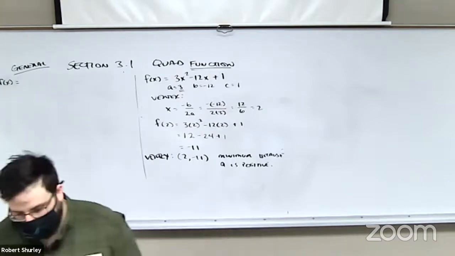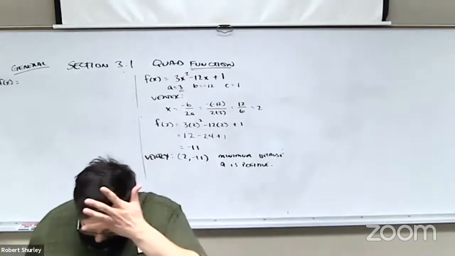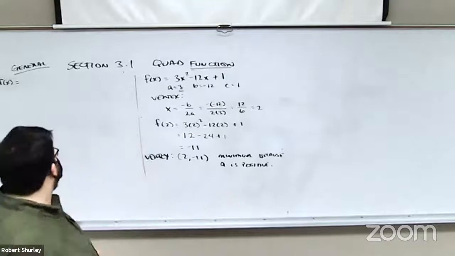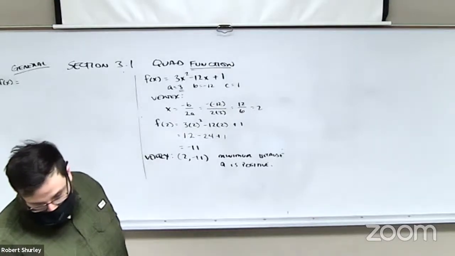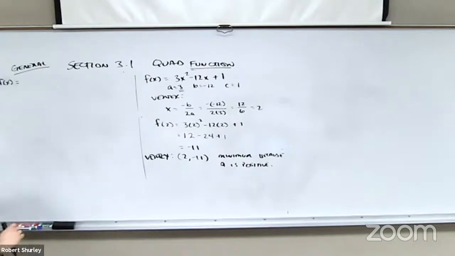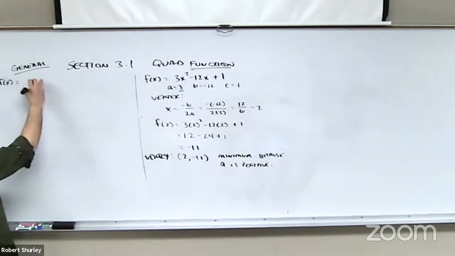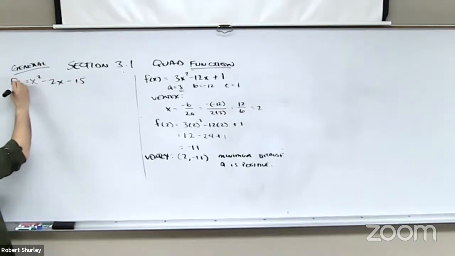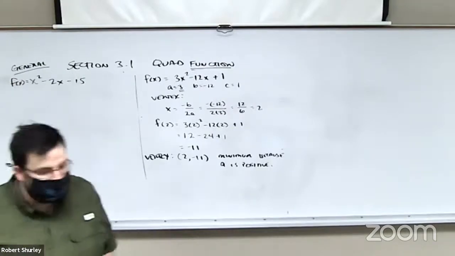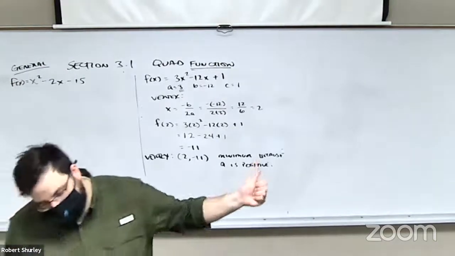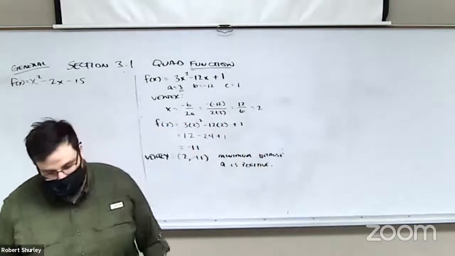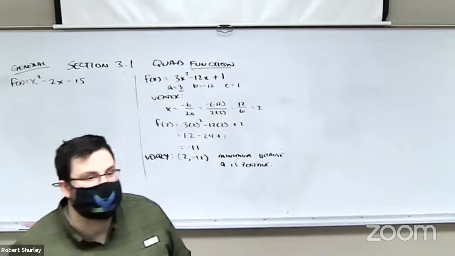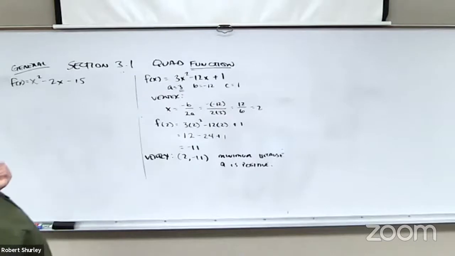Okay, I'm going to steal one from the book again. This is number 28 on page 343. I have no idea what this answer is going to be. So 28, x squared minus 2x minus 15. The question asks, use the vertex and intercepts to sketch the graph of each quadratic, give the equation of the parabola's axis of symmetry, use the graph to determine the function's domain and range. Okay, all those things I was asking you before.